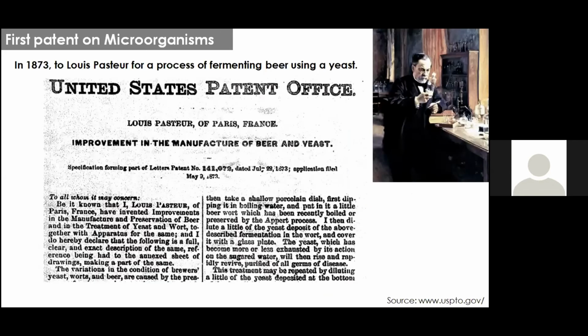Now, considering microorganisms and patents, it is not new. It dates back more than 200 years, when Louis Pasteur was for the first time awarded a patent based on a microorganism, for a process of fermenting beer using yeast. At that time, Louis Pasteur showed that you can increase the process of fermentation by utilizing yeast, and that was patented in the United States.